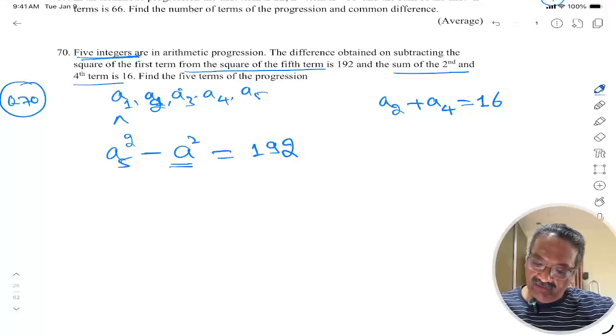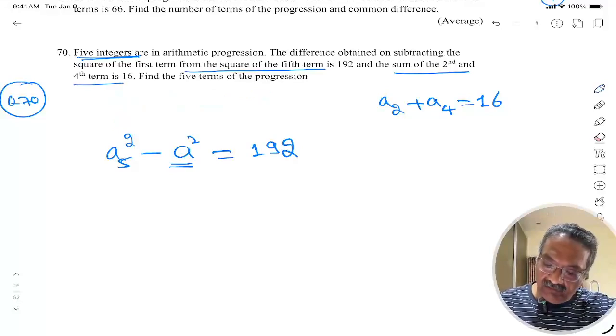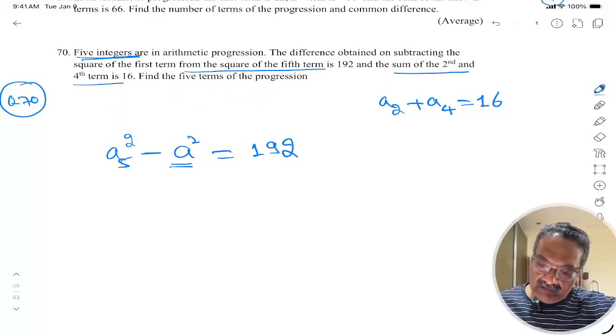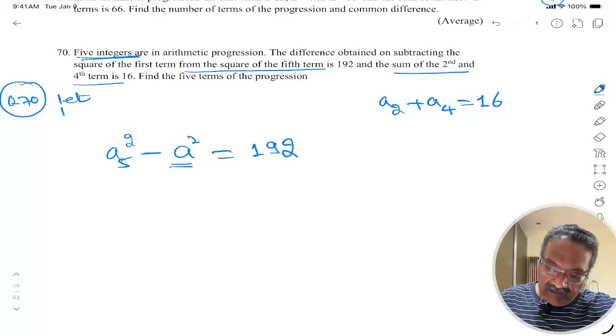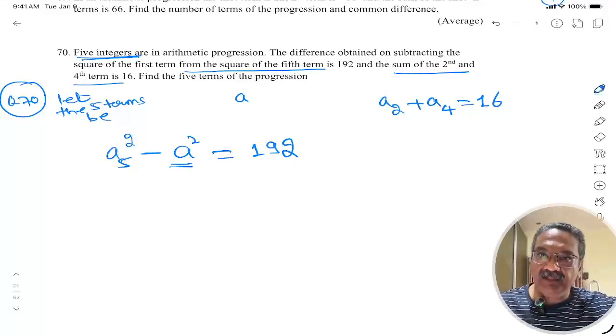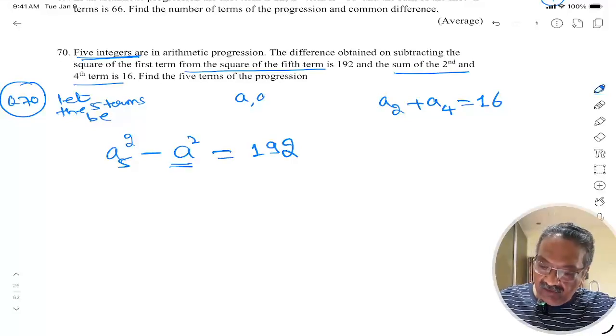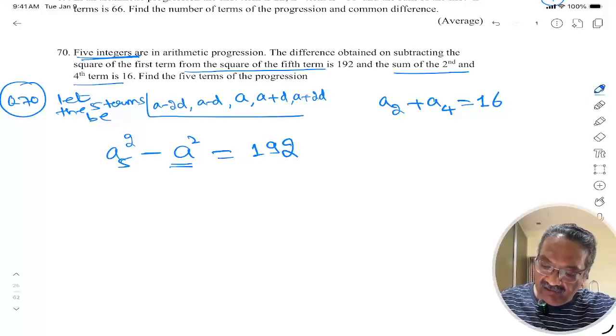Find the 5 terms of the progression. So, when 5 terms are given, what do we do? Let us assume the 5 terms to be, since there is an odd number of terms, the center one we will take as A. So, right side will be A plus D and A plus 2D, and left side will be A minus D and A minus 2D. So, these are the 5 terms.